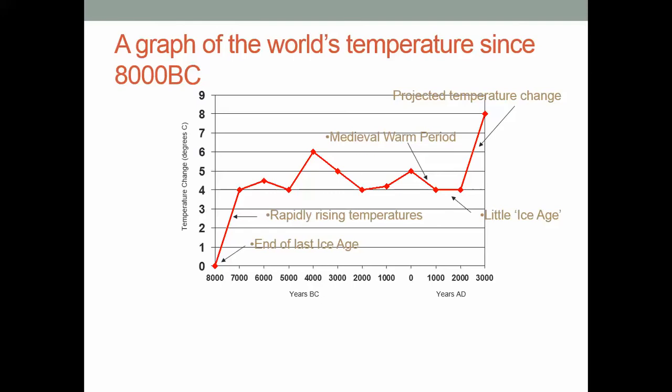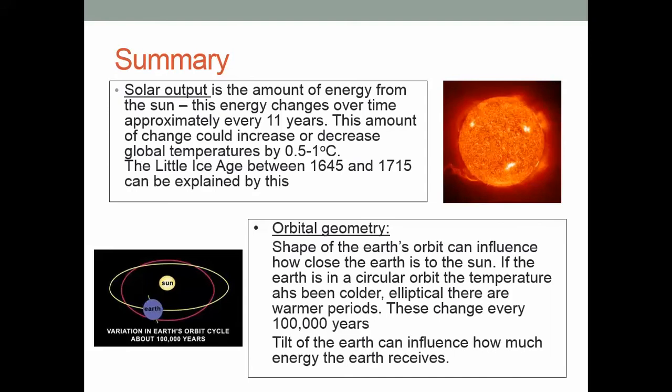What's more likely to happen is that you're asked to be able to explain why. And what we're going to look at first off is the natural causes, which explains these long-term trends. So the first thing which causes these trends is changes to solar output. Solar output is the amount of energy from the sun, and this varies. You have solar radiation outputs roughly every 11 years, and these lead to increases or decreases in global temperature between 0.5 and 1 degree C.